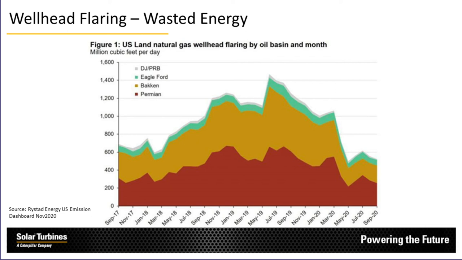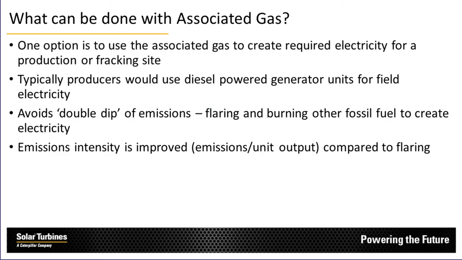Okay. So the term we use is associated gas. Associated gas is the methane that comes out of oil well production, and it comes as a byproduct, if you want to think of it that way. And typically the producer is looking at just capturing the oil, and the gas comes along with it, so it's called associated gas. So what can we do with associated gas?